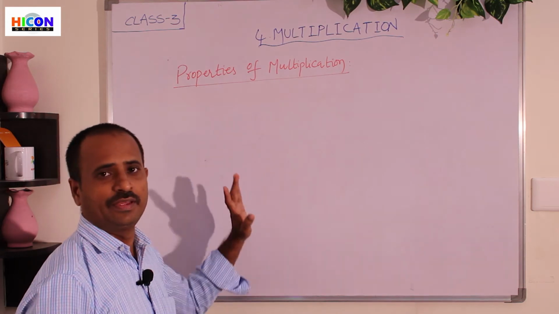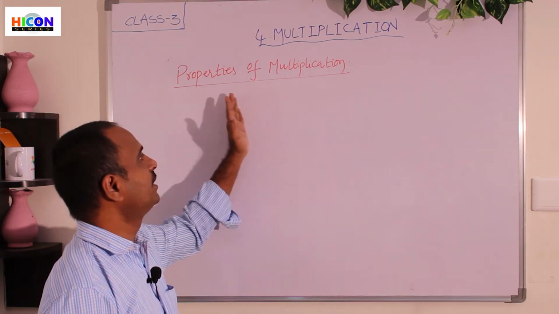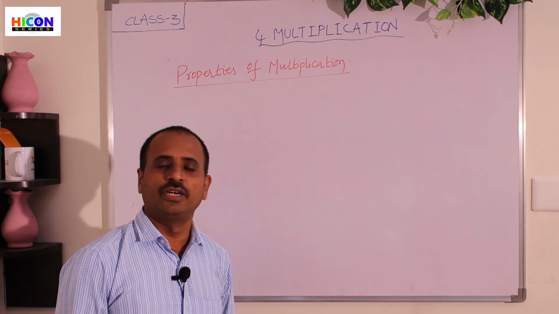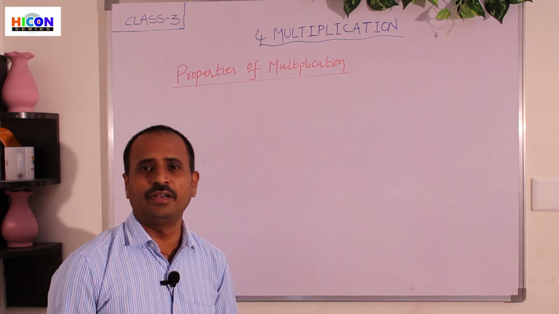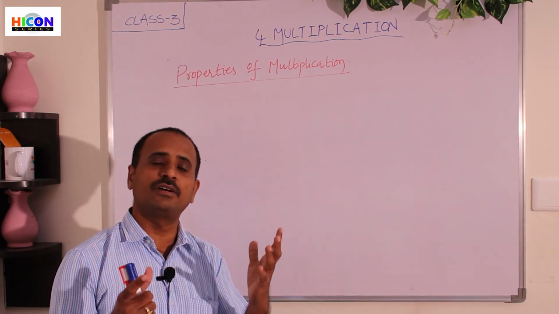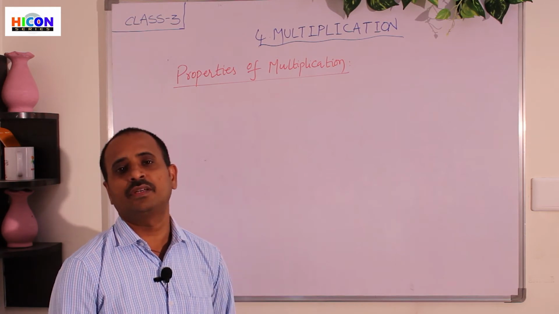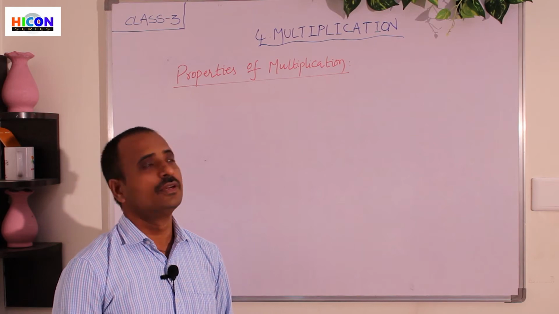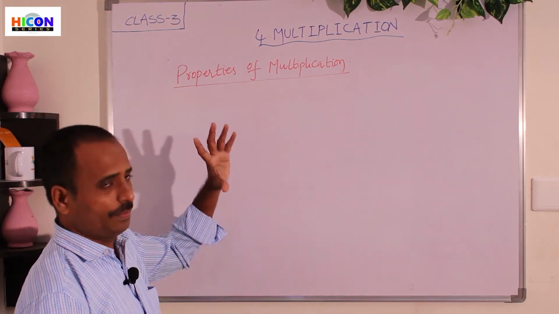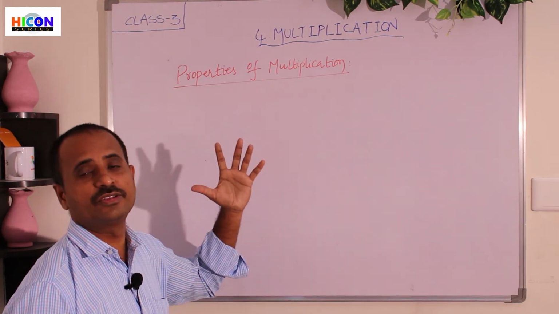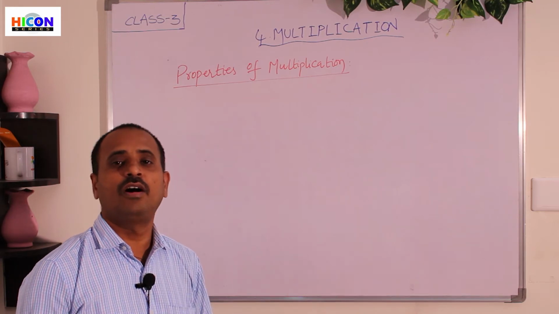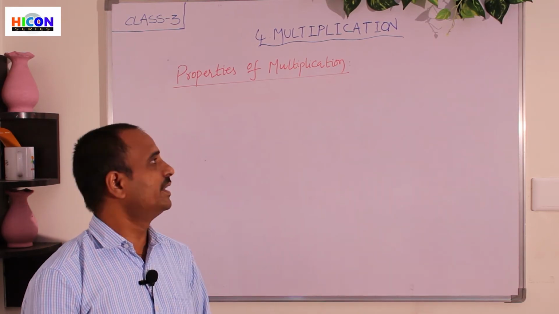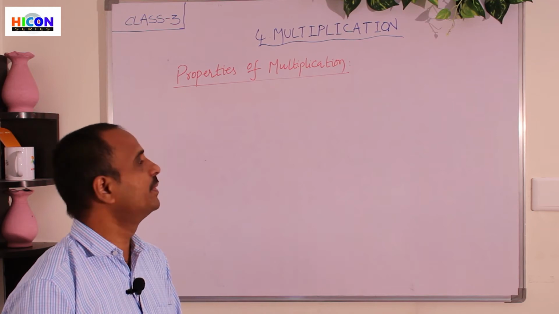So the next topic in this lesson is properties of multiplication. Children, you have learned already about the properties of addition in the first chapter and the properties of subtraction in the third chapter. So now, in this chapter also, that is in multiplication also, there are some properties of multiplication. Let us see what the properties of multiplication are.